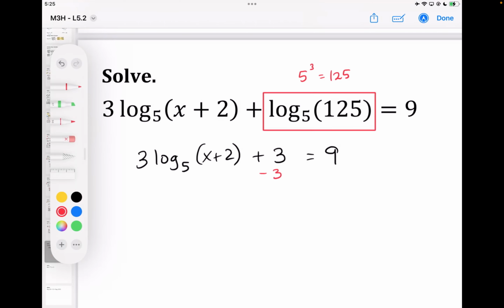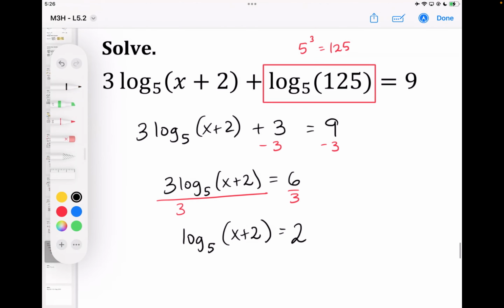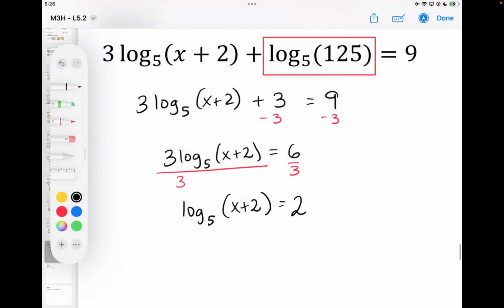So now I can go ahead and simplify and get the log by itself by subtracting 3. So I've got 3 log base 5 of x plus 2, and that is equal to 6. Now the log is still not by itself, so I'm going to divide both sides by 3. So log base 5 of x plus 2, 6 divided by 3 is 2. Now, at this point, I can go ahead and exponentiate by doing a base of 5 on both sides.